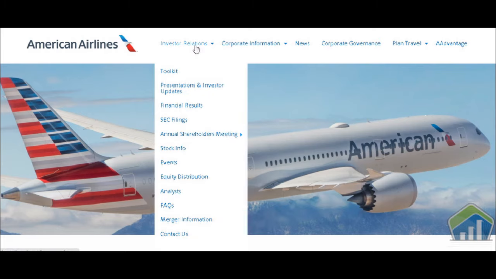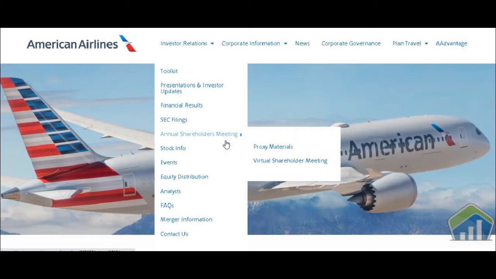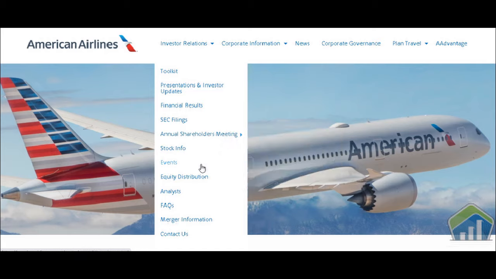So we're going to click on the tab right here. We have toolkits, presentation and investor updates. We have financial results, SEC filings, which is my favorite tab on each website. It's going to tell you exactly what the companies are giving to the Securities and Exchange Commission about their company, right? Annual shareholders meeting. As you can see to the side, we have proxy materials, virtual shareholders meetings.